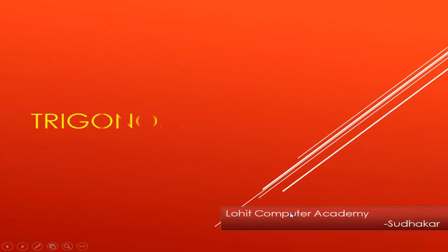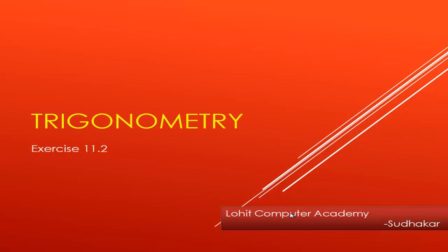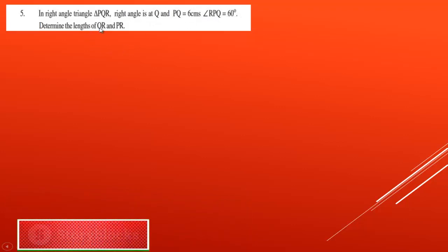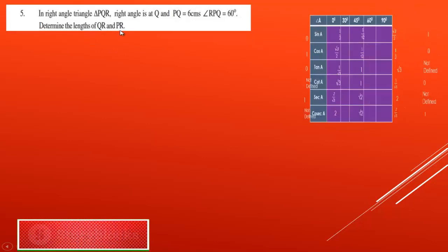Today we are going to discuss the 11.2 exercise. This is the fifth problem. In right angle triangle PQR, right angle is at Q and PQ is 6 cm and angle RPQ is 60 degrees. Determine the lengths of QR and PR.